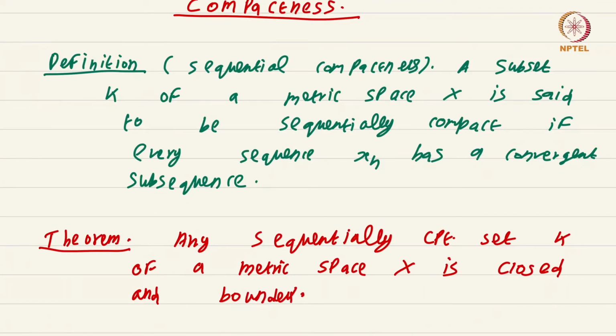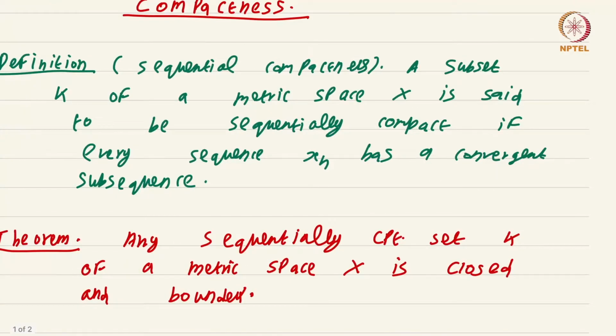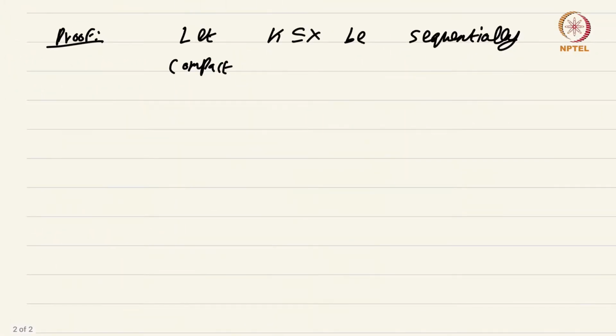So this direction, even though I have dignified it by calling it a theorem, is really just a basic fact that you can prove in a few lines. Let's see the proof. Let K subset of X be sequentially compact. We are in the metric space X. We have to show that K is closed and bounded.